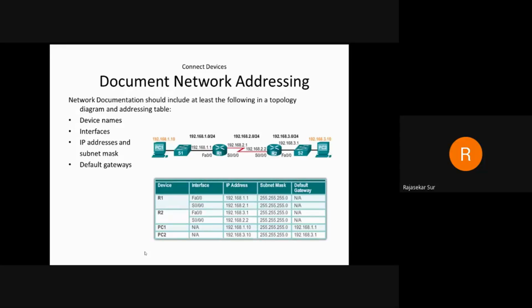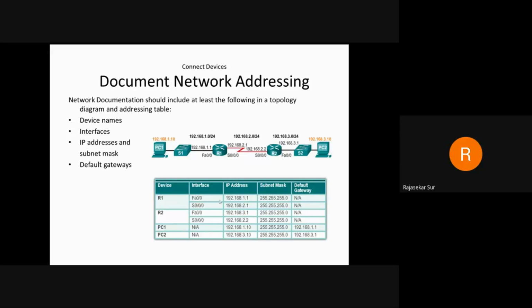Now you can see for this network, I make a document, a paper. Here I'm taking R1. R1 is the device, router 1. For the router 1 device, there are two interfaces I'm using: FastEthernet 0/0 and Serial 0/0/0. What is this? You will understand today in the lab part.